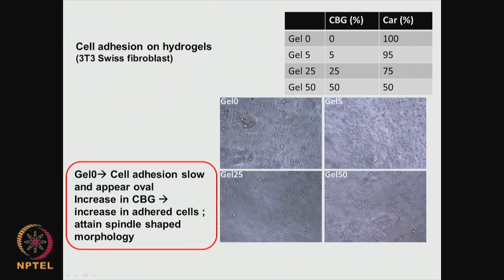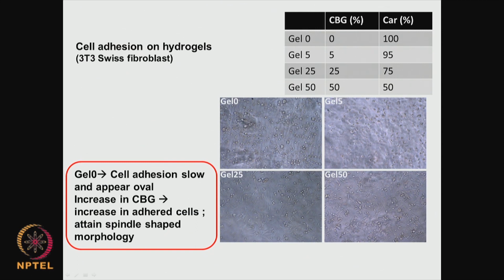Look at this on gel 0, that means there is no beta glucan, only carrageenan. Cells are not adhering properly, and the cells should look spindle shaped, whereas they all look spherical shaped. Obviously, this particular material surface is not very conducive. So, it is toxic to the cells, 3T3 cells.